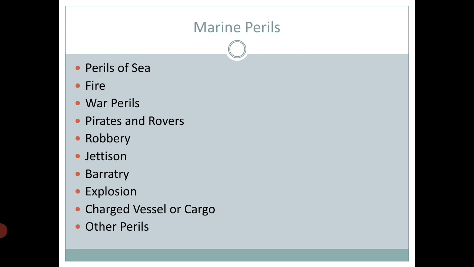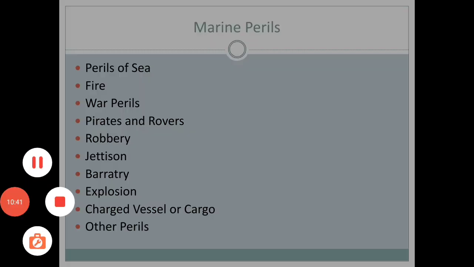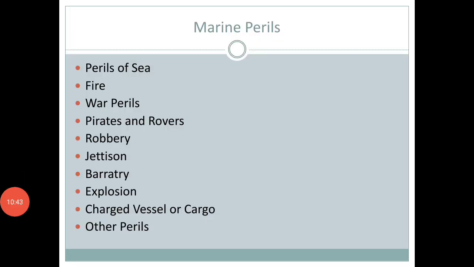Then war perils. During the war or warlike period, risk or loss caused by the action of an opposite country consists of war perils. See, if any country enters into war with the country in which you are transporting, the loss caused by such type of perils is included in war perils.